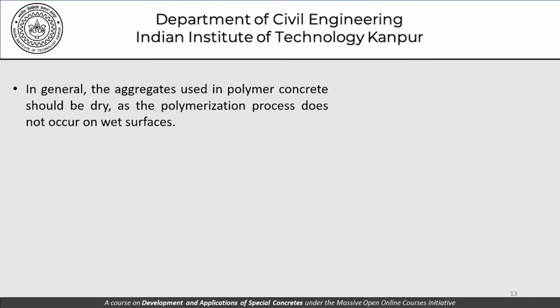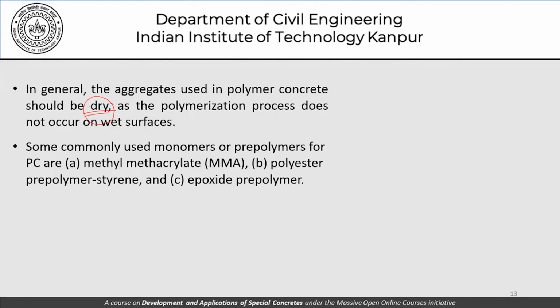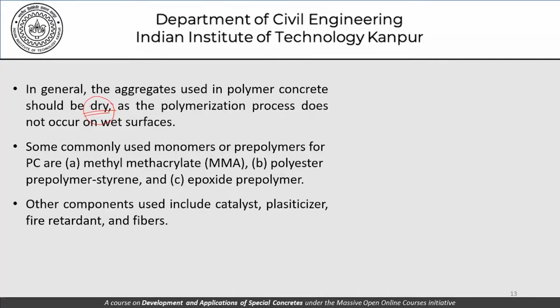In general, the aggregates used in polymer concretes should be dry, as the polymerization process does not occur on wet surfaces. So we necessarily have to dry the aggregates in the case of polymer concrete. Some commonly used monomers or prepolymers for the polymer concrete are methyl methacrylate, MMA, polyester prepolymer styrene, or epoxide prepolymer. Other components used include catalysts, plasticizers, fire retardants, and fibers.